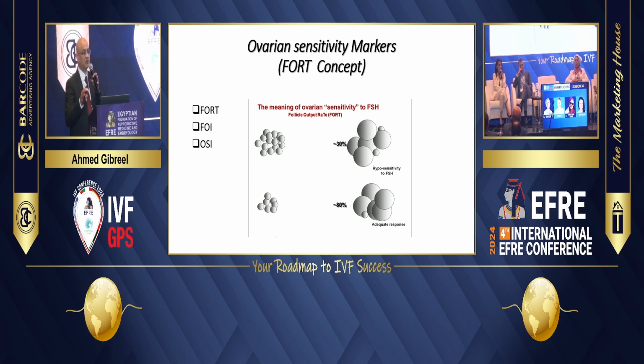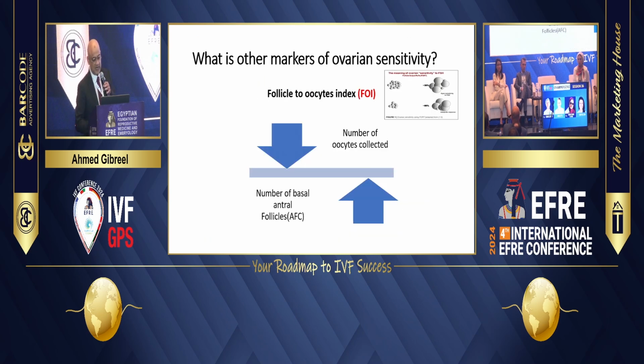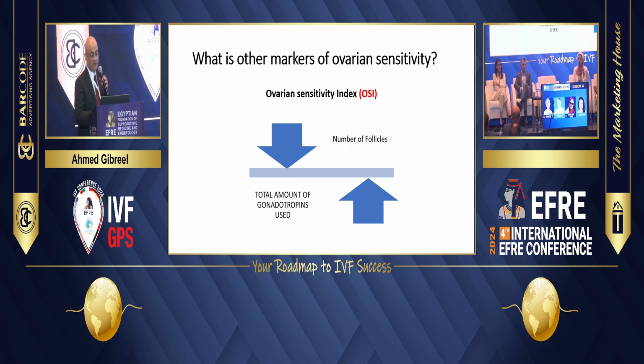And this is the concept of FORT, or follicular output rate. Other people would consider what we call the follicle-to-oocyte index, or the FOI index, and this is more specific, where you get the oocytes and then go back to the antral follicle count and divide them, and you find that you get less than 50% of what you expected. The antral follicles should have responded better to the gonadotropins you give, but this didn't happen. But mind, these are all retrospective: you did something and you expected something, and it doesn't happen. This is the concept of FOI, as I said, and this is the ovarian sensitivity index.